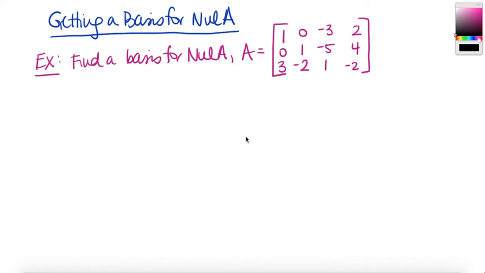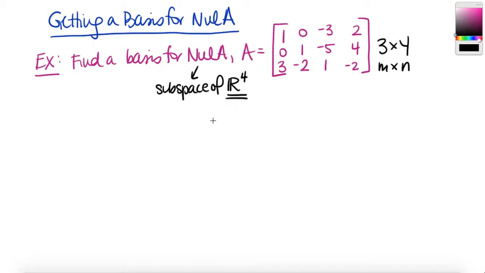Hello everybody, we are going to be talking today about how to get a basis for the null space of a matrix A. First of all, here is our matrix A. It's got 3 rows and 4 columns, so it's a 3 by 4 matrix, that's our M, and that's our N, and the null space is always a subspace of R^N, which in our case, N is 4. So ours is going to be a subspace of R4. So the vectors that we find in our basis should have 4 entries.